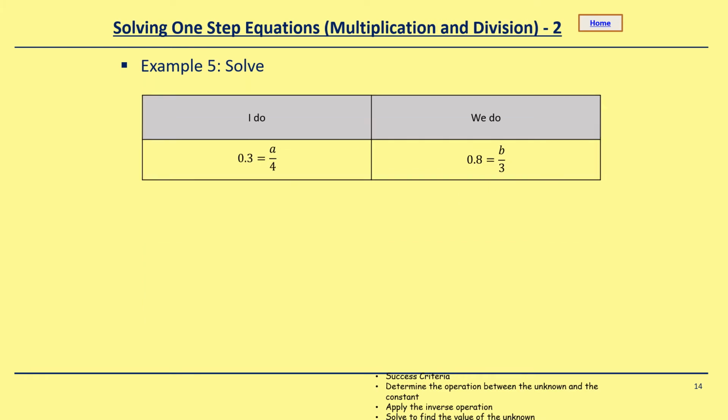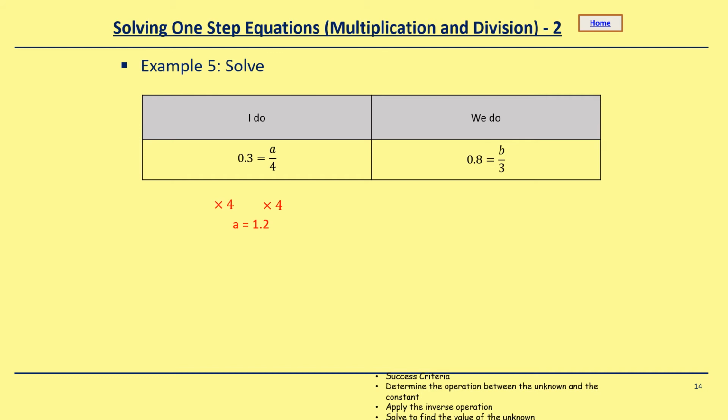This one here, we've got a decimal number, but we look at the unknown. The unknown is a, and it's been divided by 4. So the inverse of divide by 4 is multiply by 4. So we multiply left hand side and right hand side by 4. So a is what? 4 times 3 is 12, so 4 times 0.3 is 1.2.